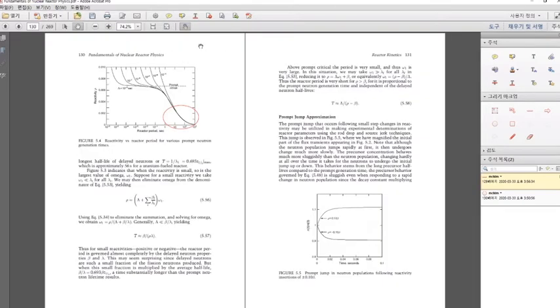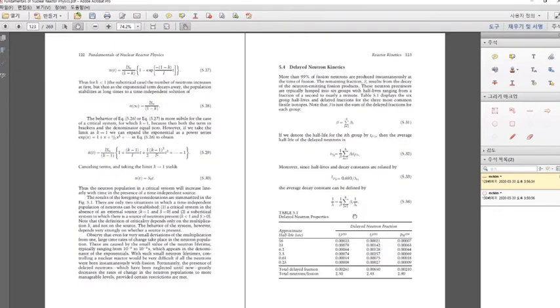So we need to go back to 123. If we move beta to the left-hand side, this is the equation for calculating the average decay constant. What we can see is that the sum of beta i over lambda i equals beta over lambda, as far as this average decay constant was already calculated. Of course, it's not difficult to calculate this.